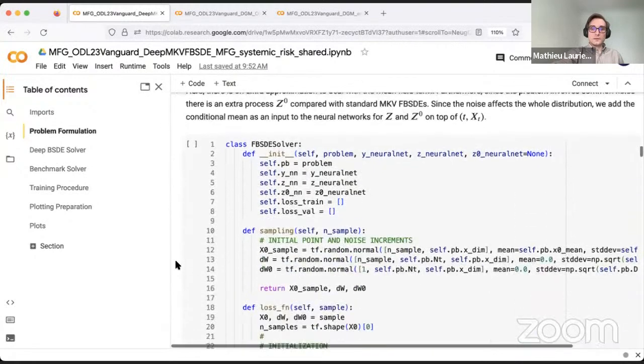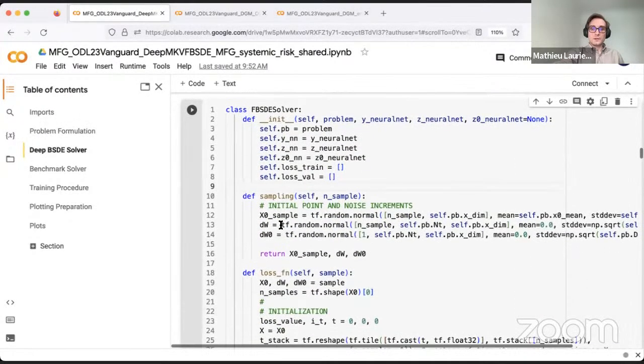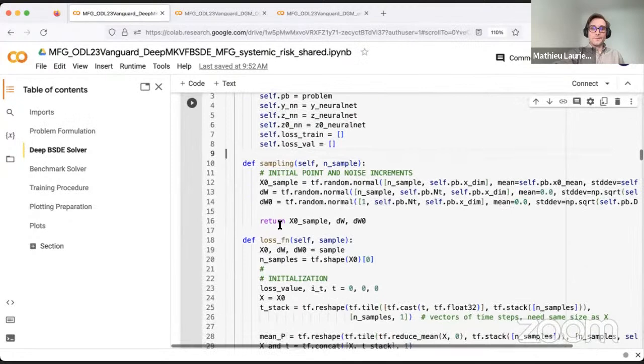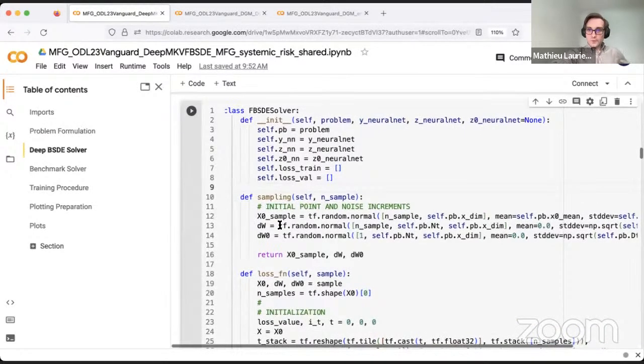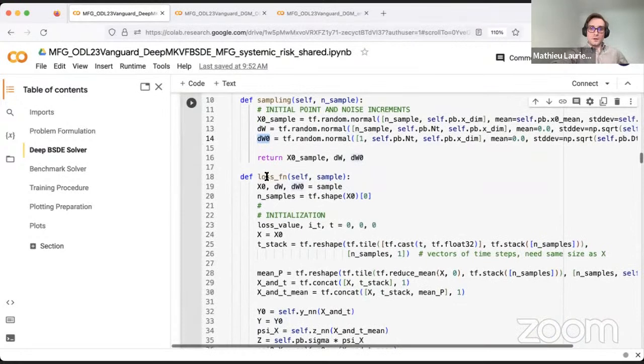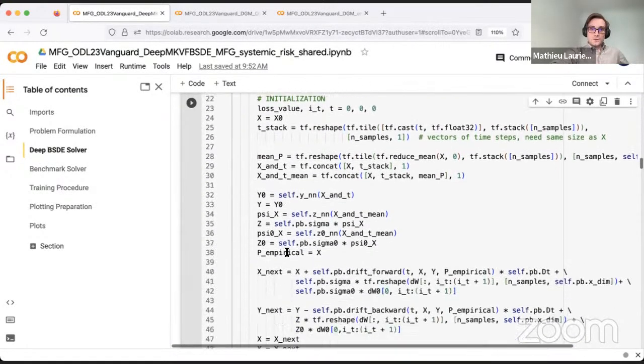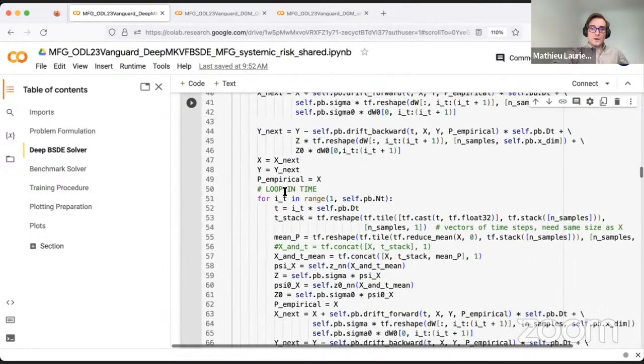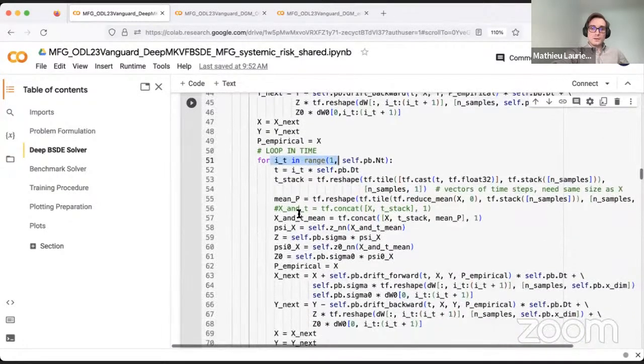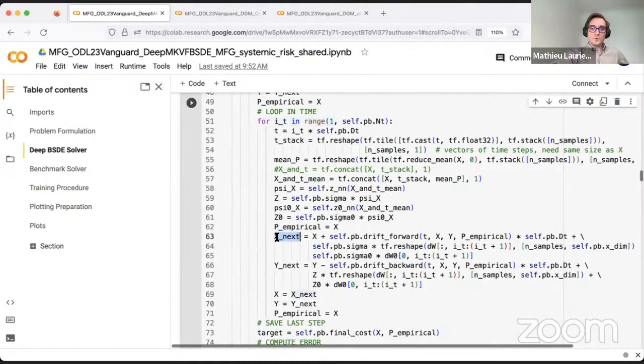Then the FBSDE solver here has a few important functions. The sampling, so you sample X0, you sample DW. If you have common noise, you also sample DW0. There is a loss function here. So what is the loss function? Well, you have a loop in time where you simulate X and you simulate Y. So basically you are simulating your forward processes because now both of them are forward.